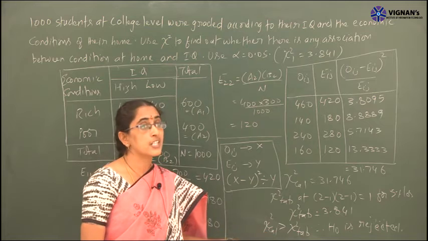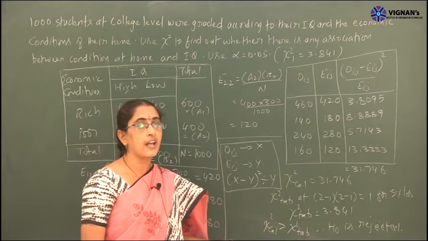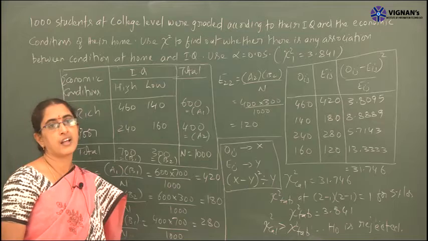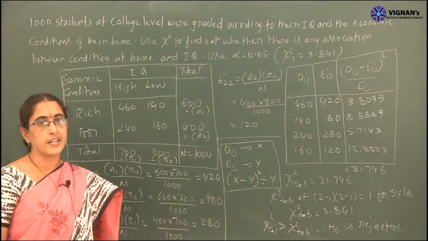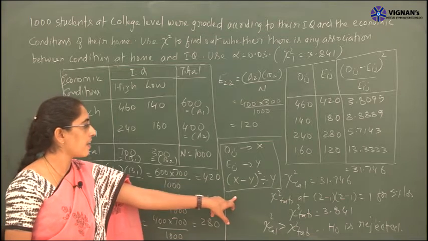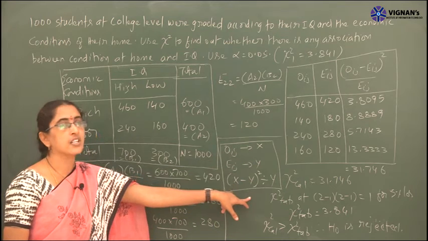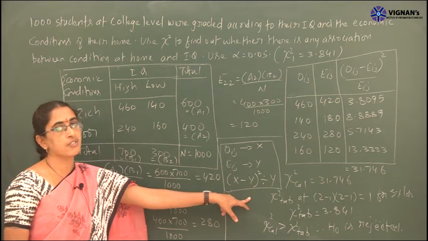Since chi-square calculated is greater than chi-square tabulated, in this manner you have to solve the chi-square test for independence of attributes. So these are the calculator operations here. If you use this, it will be easy for you and moreover it will save time also.